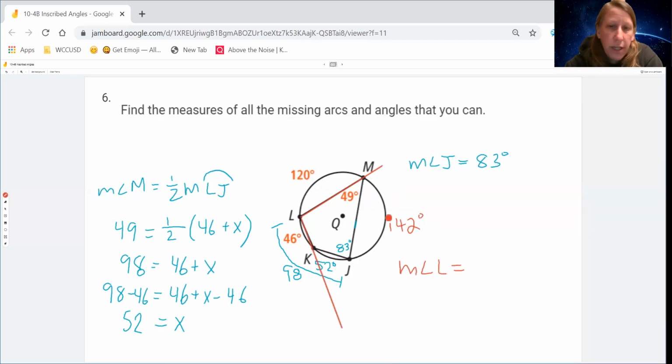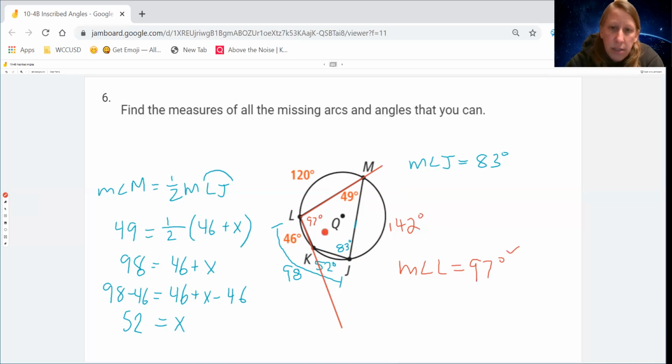142 and 52 together is 194. 194 divided by 2 is 97. If I add 97 degrees with 83 degrees, it equals 180. So that I know that those two are right.